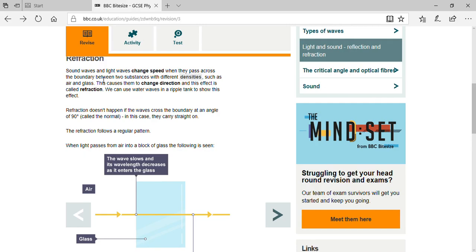Yeah, here. And also, beta, you just have to remember that when there is refraction, the speed of sound or light will change. Why? Because you can understand that when the medium changes, the speed will also change, or not? You can also understand it in this way.